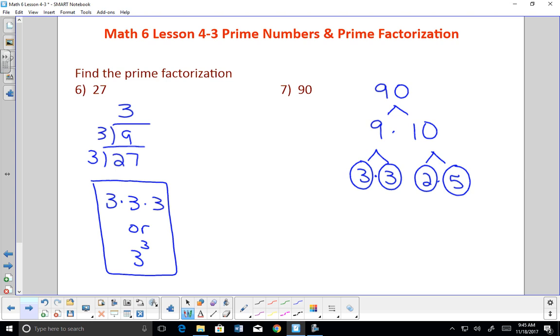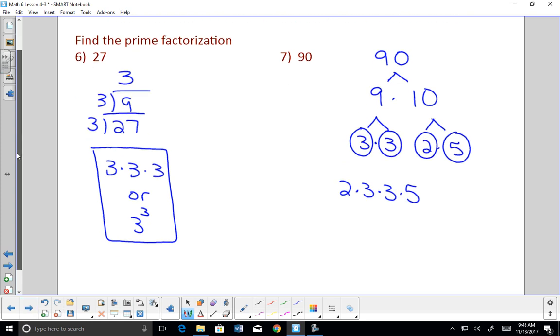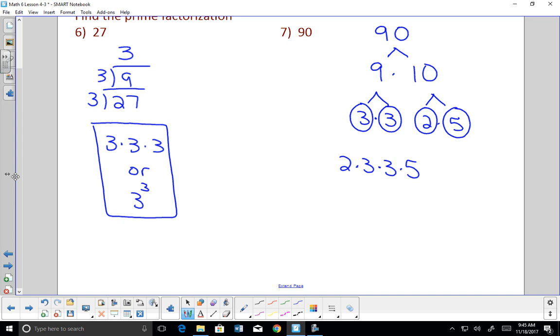Once I've done that, I just need to list it in smallest to largest. So I have a 2, I have 2 3s, and I have a 5. So 90 is 2 times 3 times 3 times 5, which it is, because think about this. 2 times 3 times 3 times 5. 2 times 3 is 6, 3 times 5 is 15, 15 times 6 is 90, or 3 times 3 is 9, 2 times 5 is 10, 9 times 10 is 90.